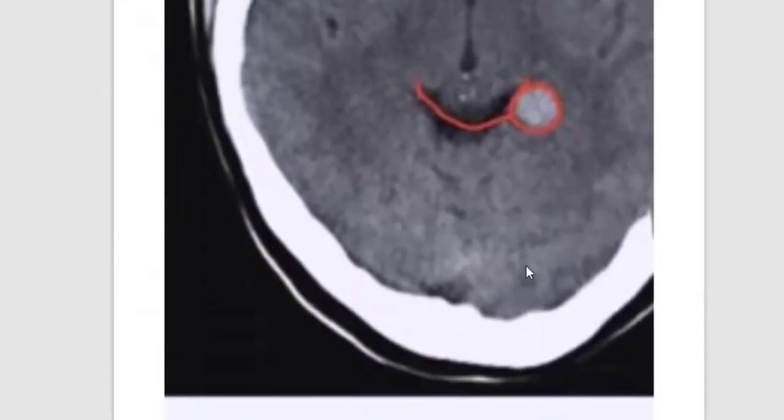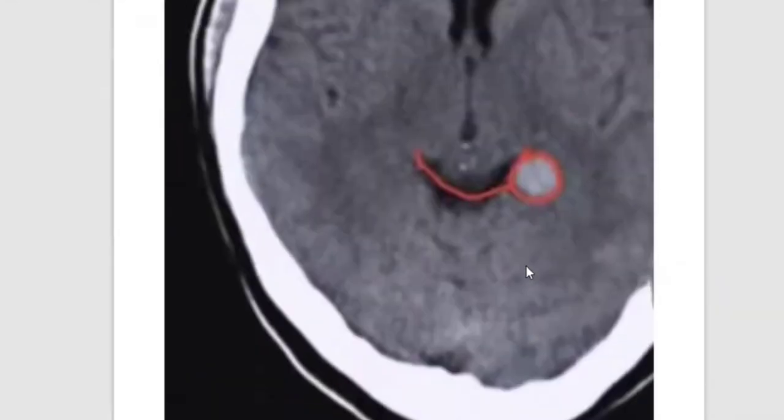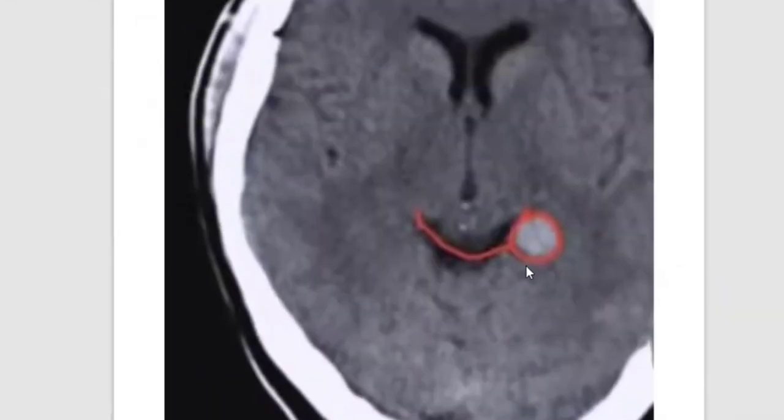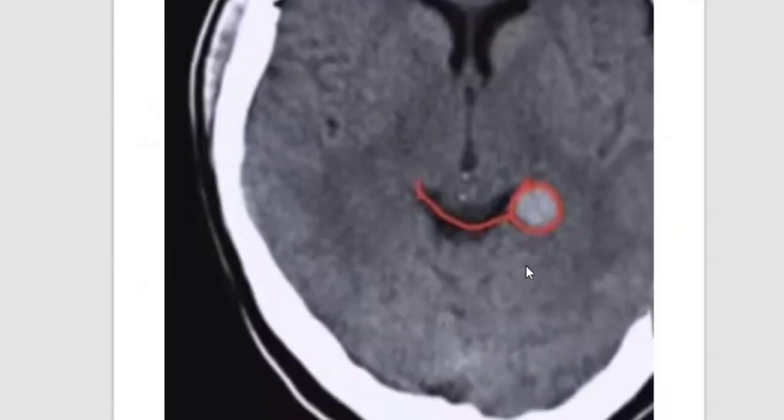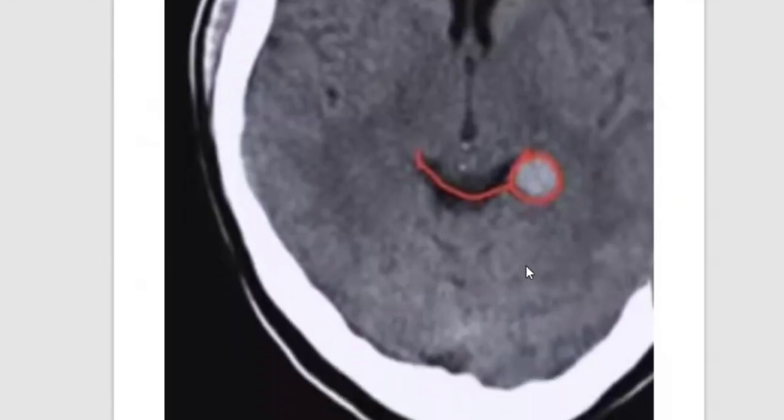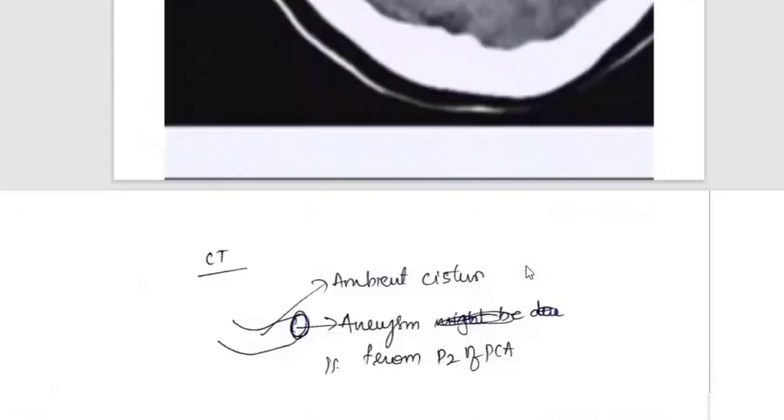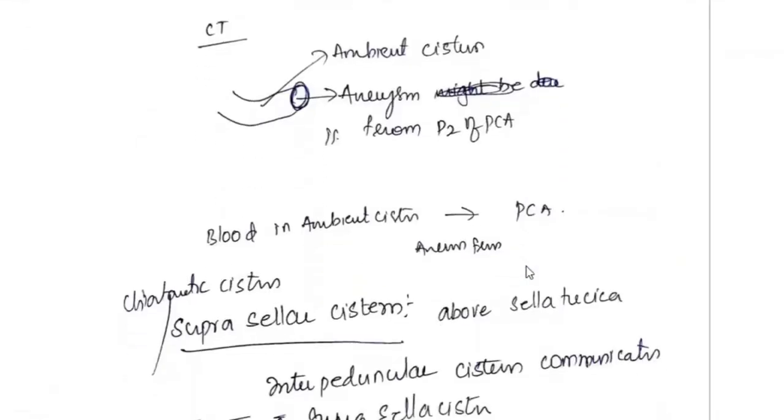So what is the importance of the systems? We read the contents and all that. The importance is that you can just see the scan, look at the cisternal space, and guess which artery is involved in that pathology before doing the angiography, DSA. But for every case you have to do it to confirm.